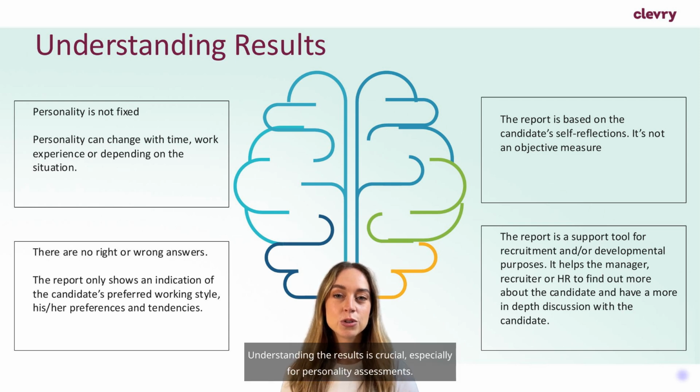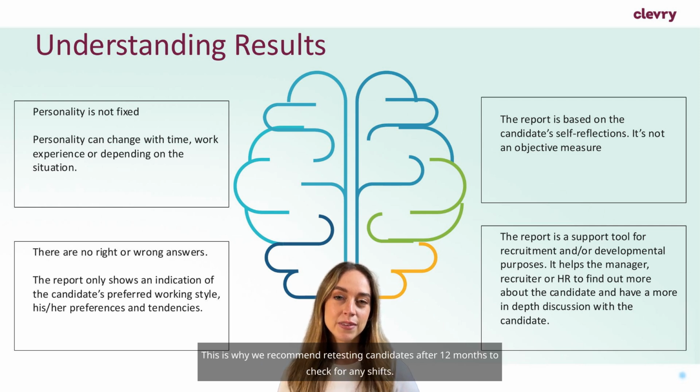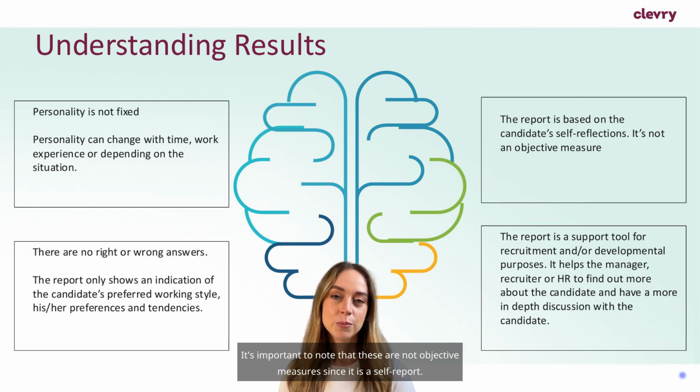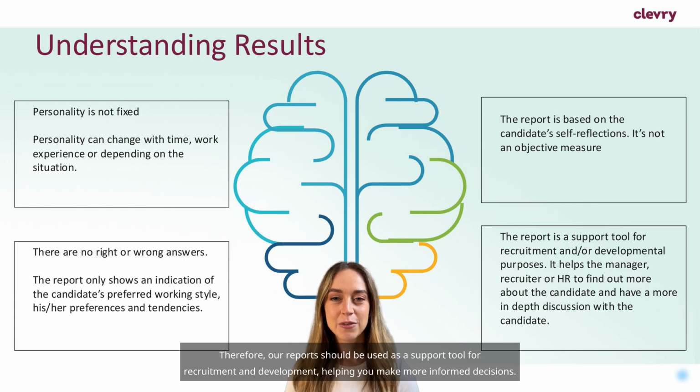Understanding the results is crucial, especially for personality assessments. Personality isn't fixed. It can change over time, with work experience, or depending on the situation. This is why we recommend retesting candidates after 12 months to check for any shifts. Our reports provide insights into candidates' preferred working styles, tendencies, and preferences based on their self-reflections. It's important to note that these are not objective measures, since it is a self-report. Therefore, our reports should be used as a support tool for recruitment and development, helping you make more informed decisions.